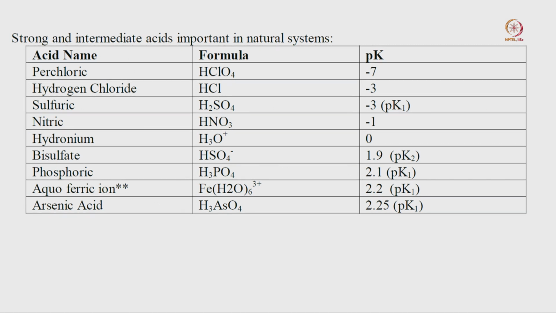So, this is just showing which are the strong acids and the intermediate acids in natural systems. You have perchloric acid, which is very strong, with a pK value of -7, that means the Ka value is 10 to the power 7. Hydrogen chloride, as we just said, is -3. So, different acids have different pK values.